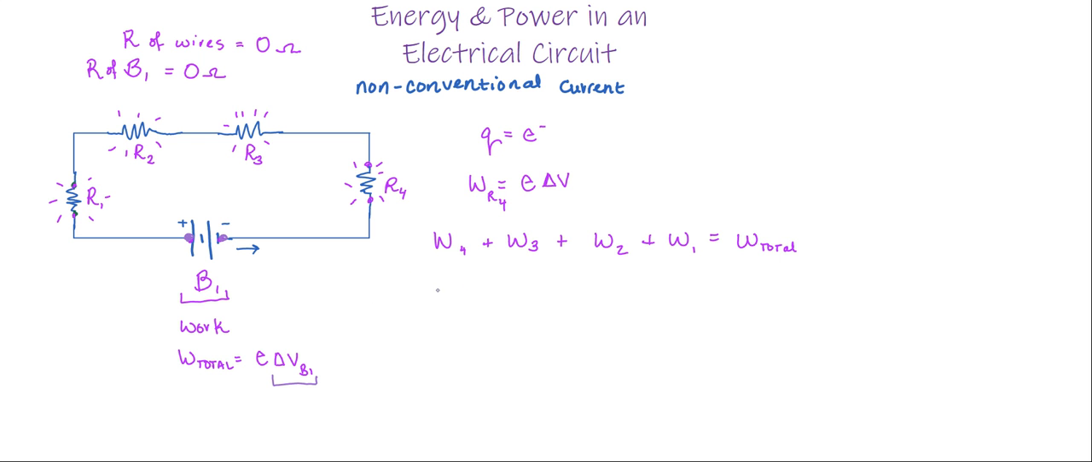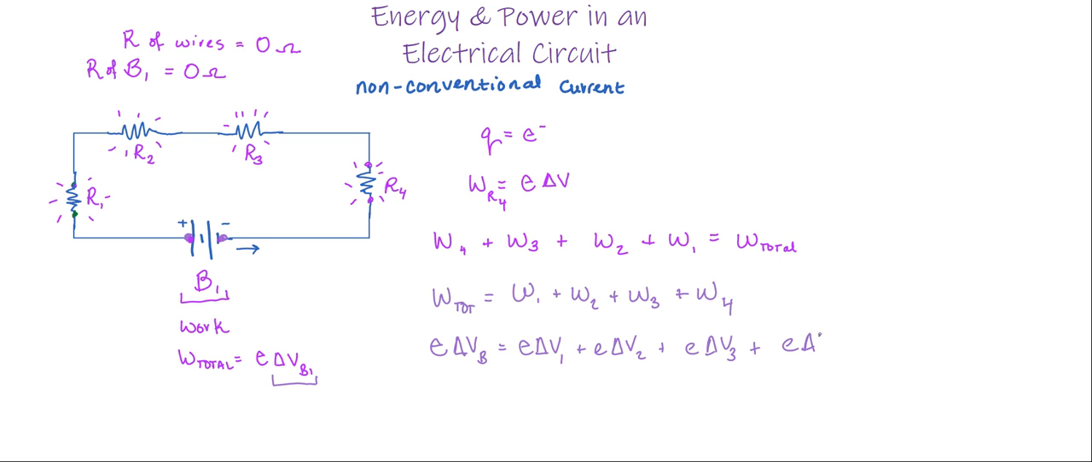So when I set this up in a full expression, if I write that the total work done by the battery is equal to the work done across each of the four resistors, just looking at it from the perspective of this one particular electron, I would write something that looks like this, which is a little bit redundant, but we're trying to put a point across here. Sorry, this is delta V4.